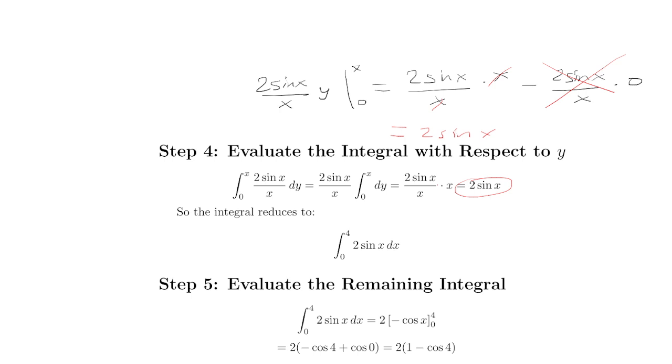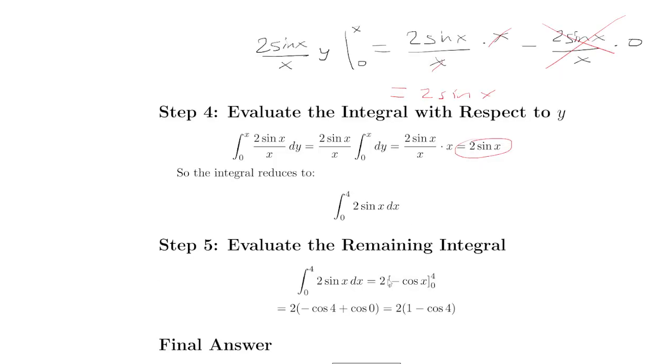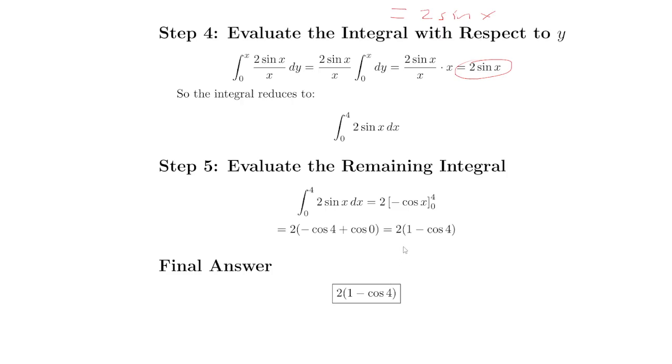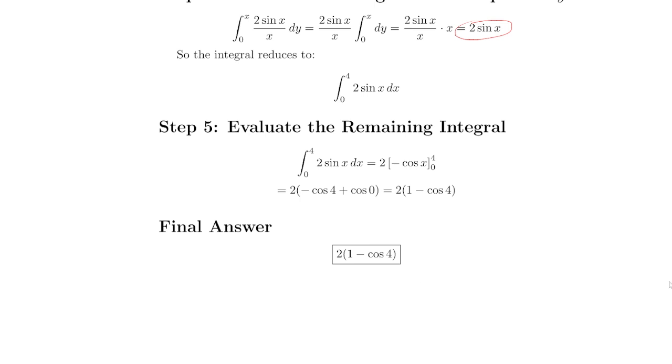And then finally, we're going to integrate this with respect to x. Sorry, integrate with respect to x from 0 to 4. The antiderivative of 2 sine x is negative 2 cosine x. Going from 0 to 4, we get 2 times the quantity 1 minus cosine 4. And that's going to be our final answer.